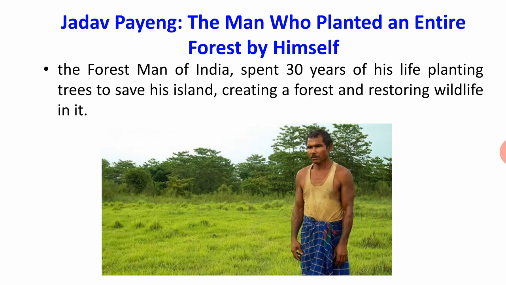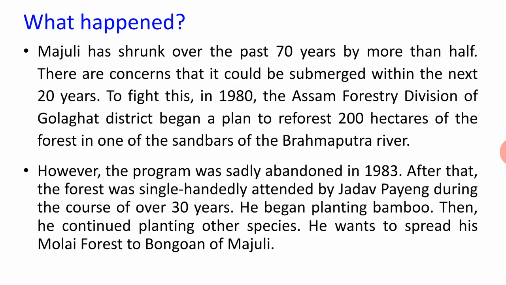Inspired by this, Jadav Payeng, the man who planted an entire forest by himself, took 30 years of his life to plant it and converted the island into a forest. So what happened? Majuli has shrunk over the past 70 years by more than half. Then in the 1980s, the Assam Forest Division of Golaghat district began reforestation of around 200 hectares.